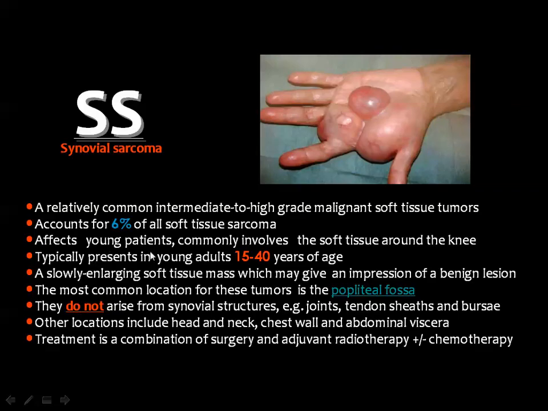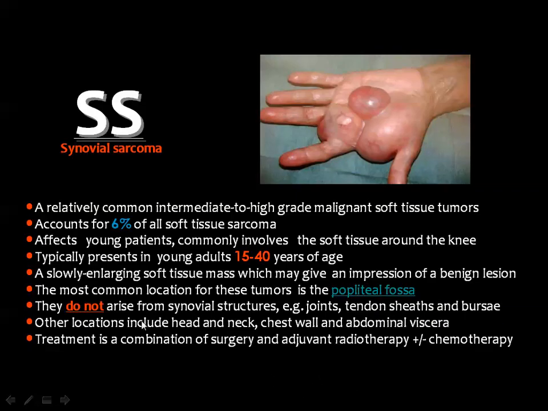It affects young patients, and this is an important issue in the diagnosis of synovial sarcoma. It affects young patients in the range of age between 15 and 40 years. Number two, which is very important, it is a slowly enlarging soft tissue mass, which many times gives an impression of a benign lesion. This tumor is particularly seen in young persons, and it has a slow progressive course. The most common location for these tumors is the popliteal fossa, and this is important also.